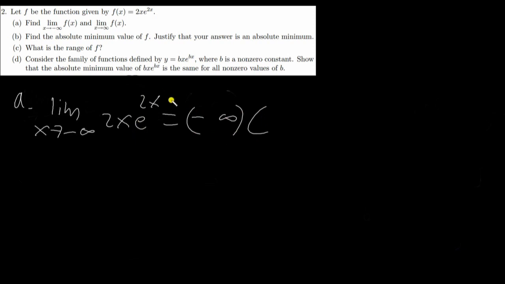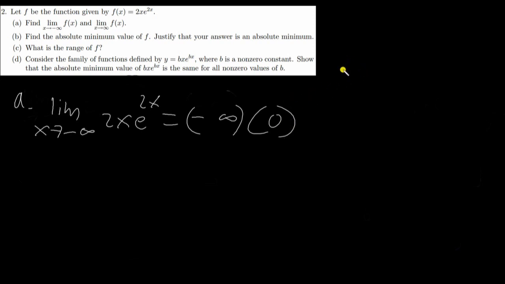Okay, question number 2. We have this function, f of x is 2x e to the 2x. We've got to find these two limits first. So we need to find the limit as x approaches negative infinity of 2x e to the 2x. And you'll notice if I plugged in negative infinity directly, I'd get negative infinity times e to the negative infinity, which is 0. And this is one of the indeterminate forms, which allows me to use L'Hopital's rule.